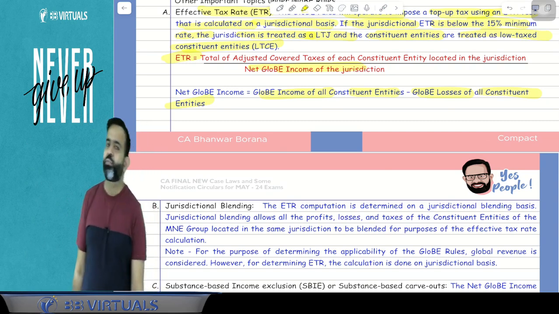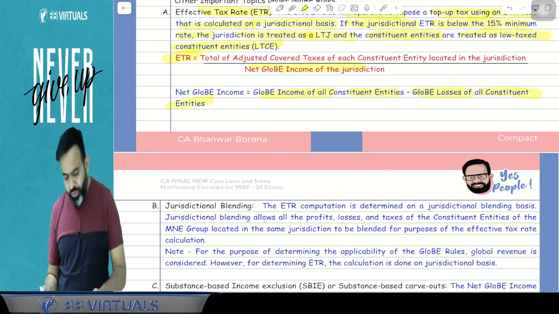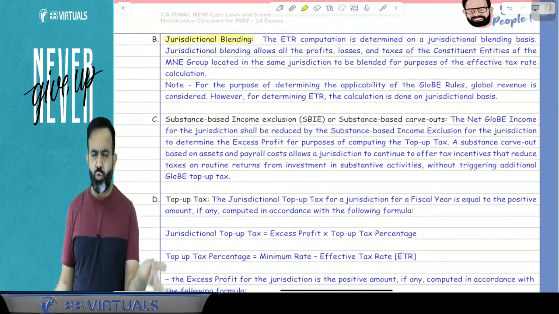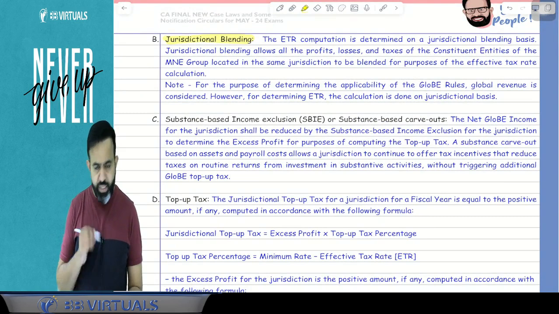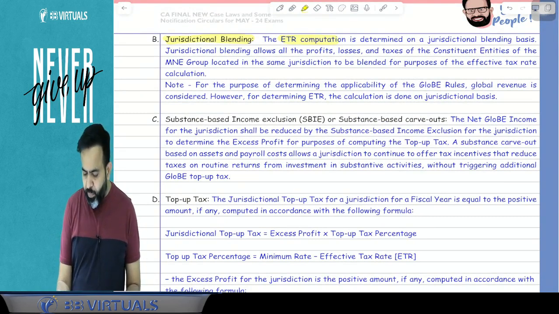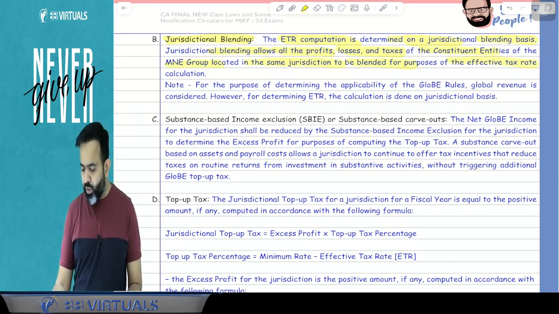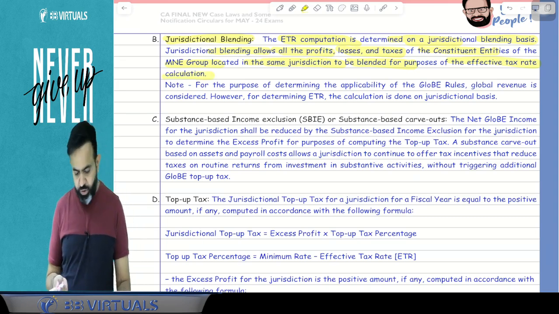If effective tax rate is below 15%, then only GloBE rule is applicable. Now guys, can you do the jurisdictional blending? Answer is yes, you can do the jurisdictional blending. I already explained, the ETR computation is determined on the jurisdictional blending basis. Jurisdictional blending allows all the profits, losses, taxes of the constituent entities of the MNE group located in the same jurisdiction to be blended for the purpose of effective tax calculation.